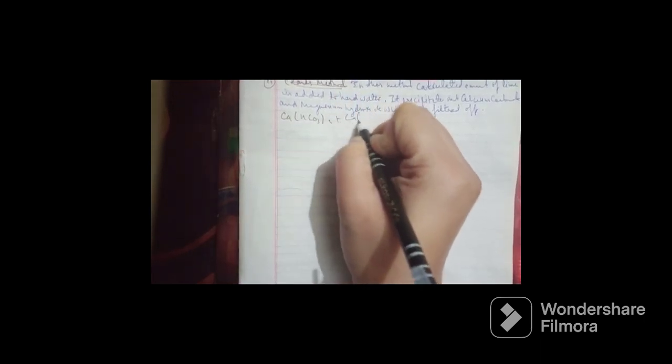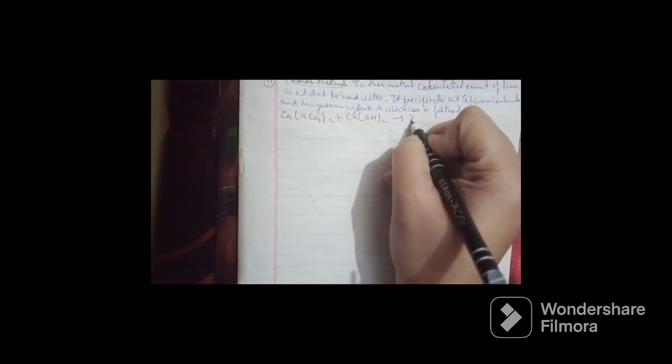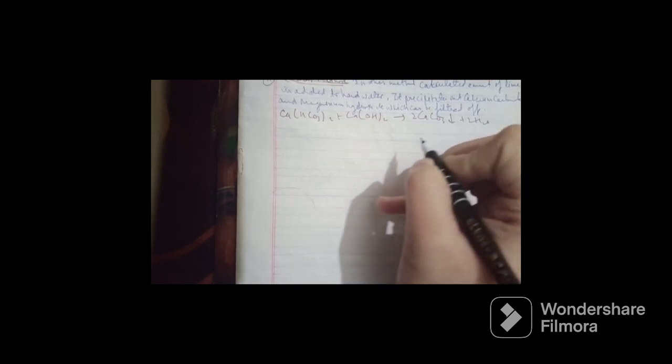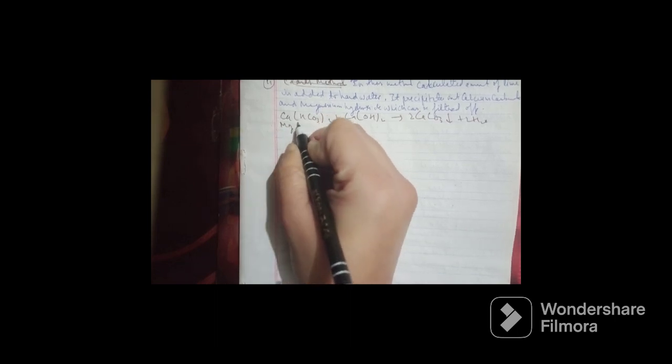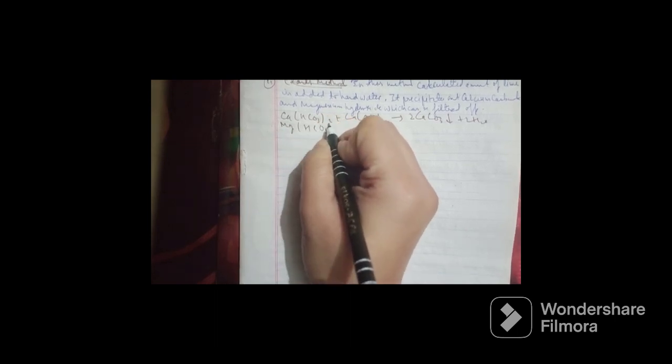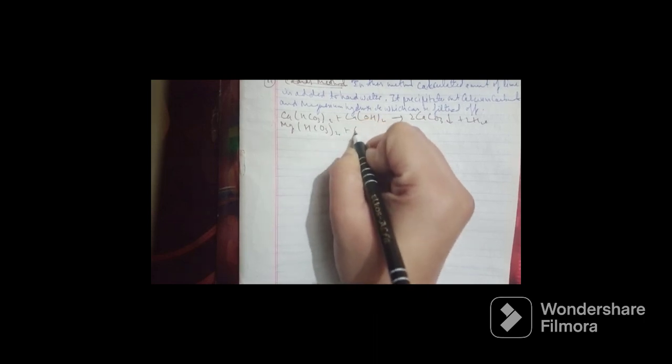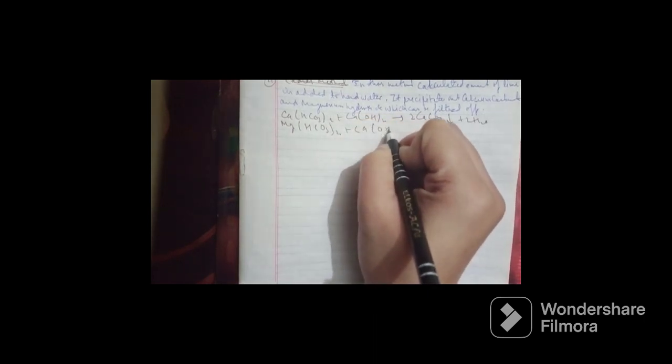That we have: Ca(HCO3)2 + Ca(OH)2 gives 2CaCO3 precipitate + 2H2O. Now for the other one we have: Mg(HCO3)2 + 2Ca(OH)2 gives 2CaCO3 precipitate + Mg(OH)2 precipitate + 2H2O. So that we have here.